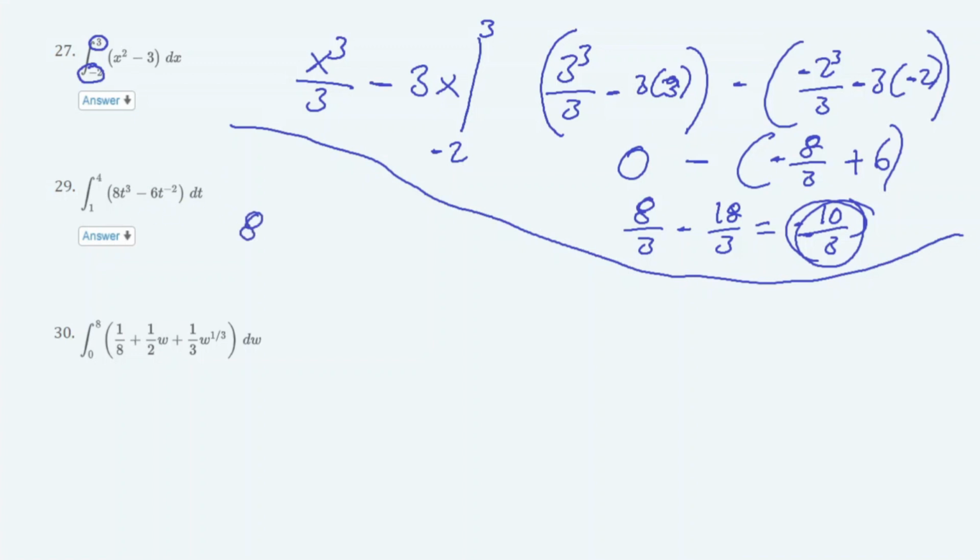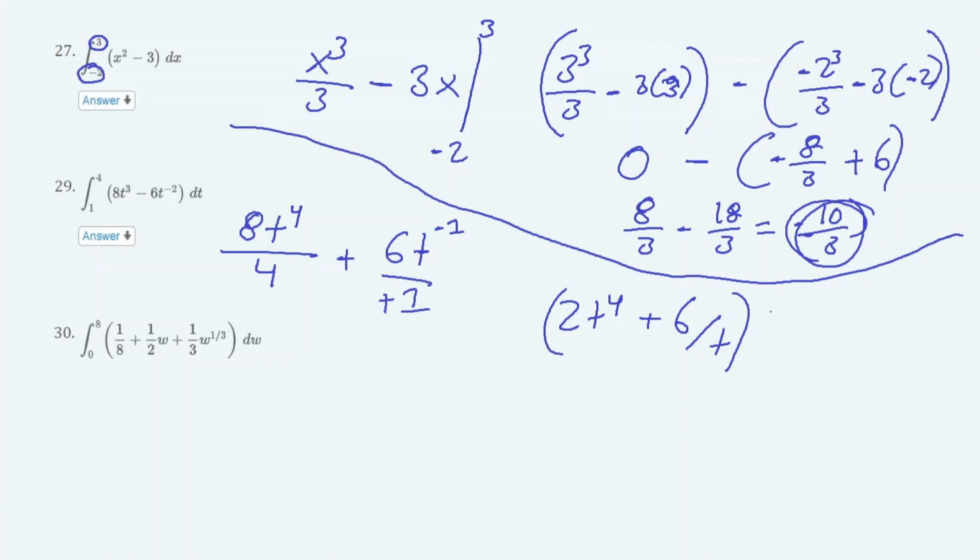So we're going to have 8t to the 4th power over 4 minus 6t to the -1 power over -1, in which both of these would be positive. So we have to integrate 2t to the power of 4, because 8 divided by 4 is 2, plus 6t to the -1 power, or we could just write it as 6 over t. And we have to integrate this from 1 to 4.